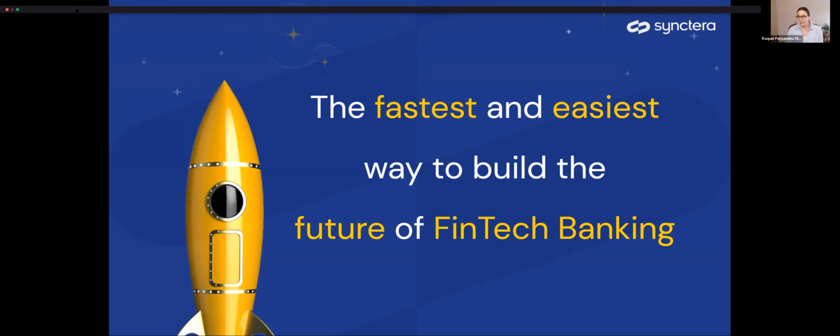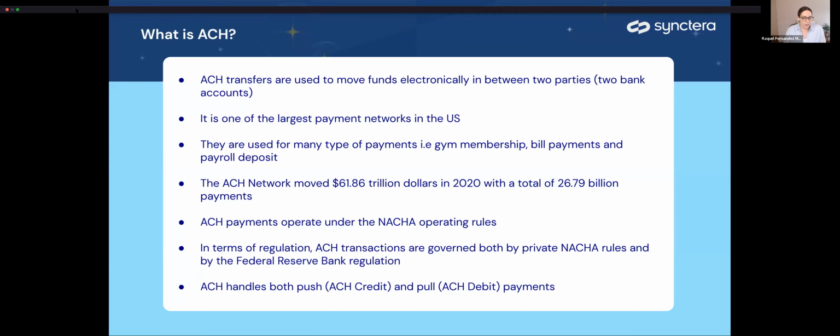Now I'm going to jump into ACH. ACH transfers are used to move funds electronically between two parties. The two parties are usually in two different banks and two different accounts. For example, ACH is used to move funds between Bank of America and Chase Bank. It is one of the largest payments networks in the US, and I think the volumes speak to it.